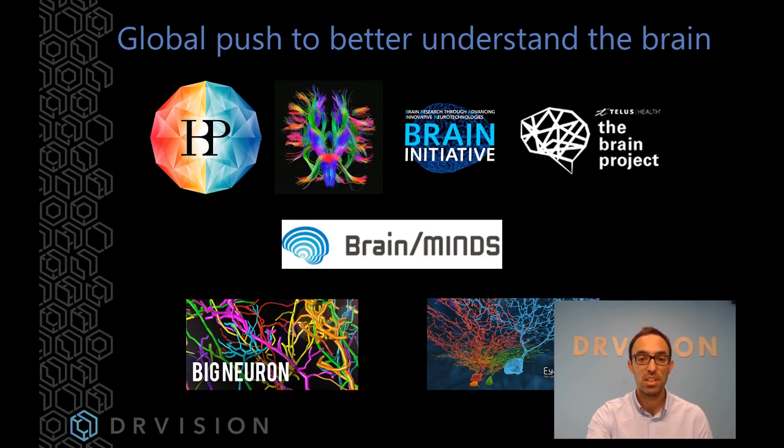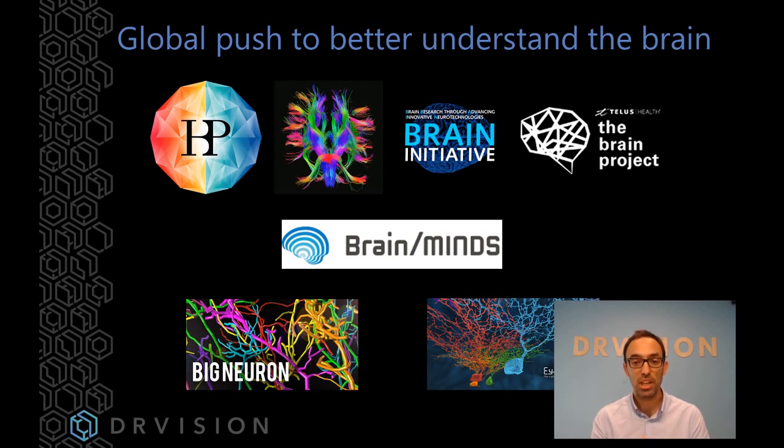The first one is a European Union funded project called the Human Brain Project. And the second one is the Human Connectome Project. This is the Brain Initiative, very well known in the US, but now it's international as well. And the Brain Project, that is a Canadian funded project. And finally, Brain Minds, that's the Japanese initiative for studying and mapping the brain.